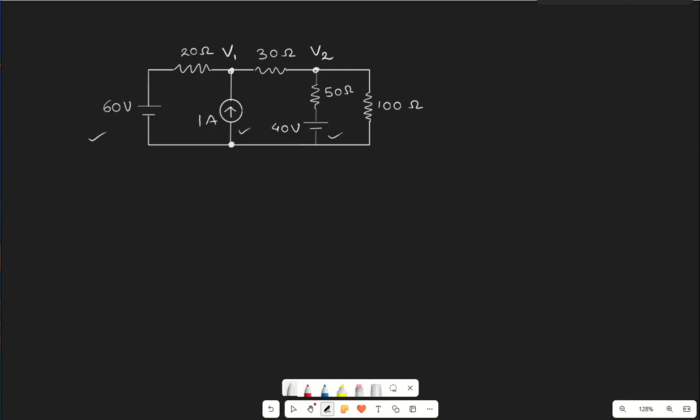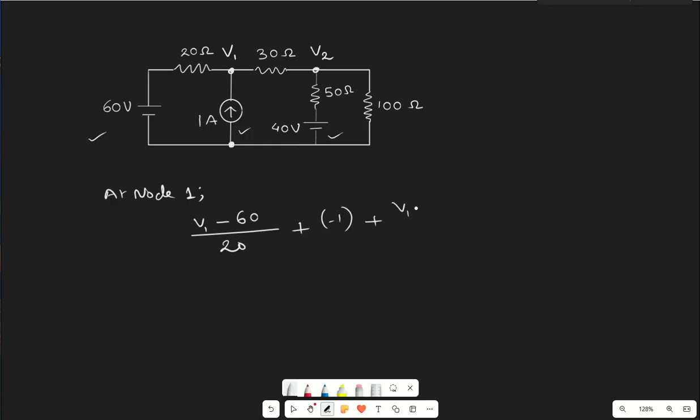At node 1, if we write down the equation, it will be (V1 minus 60) divided by 20, plus, then this current is moving up but our current direction is moving down, so it will be minus 1.